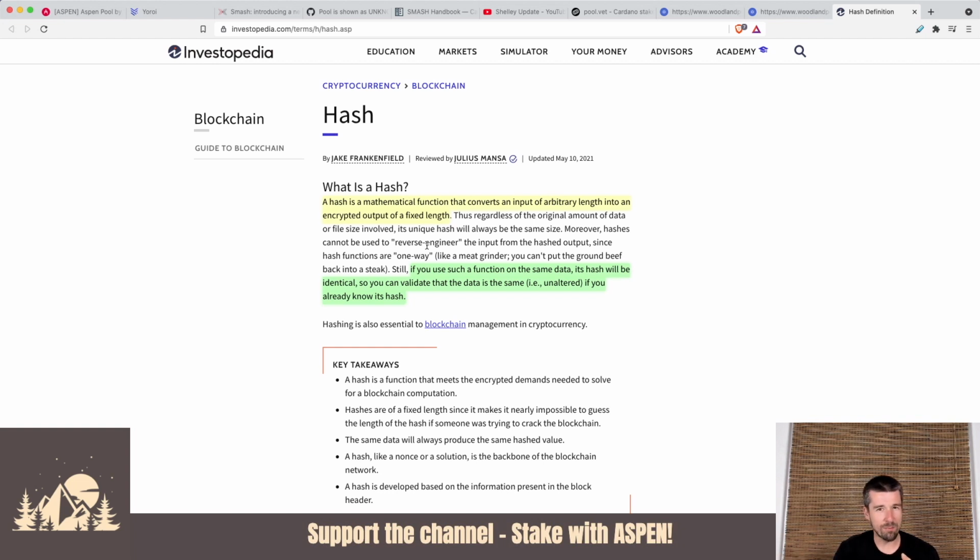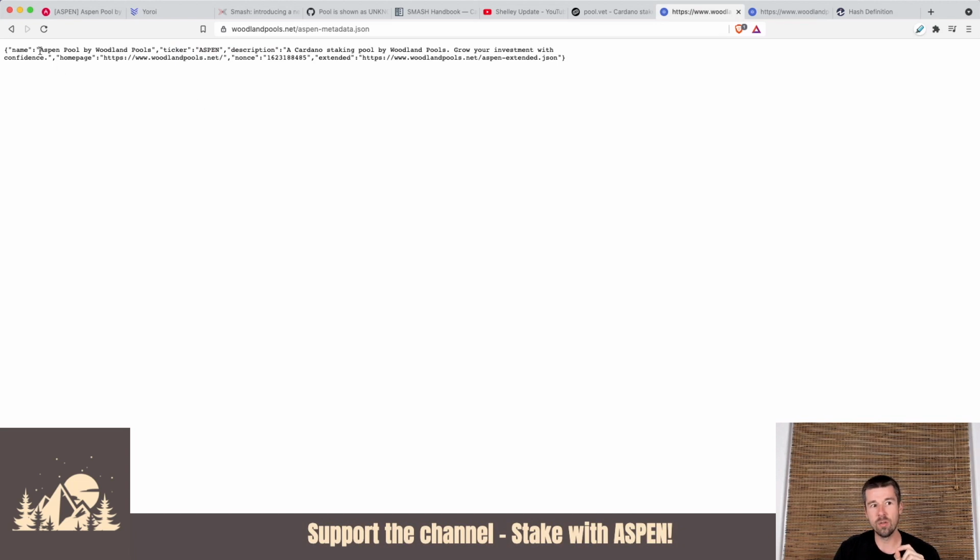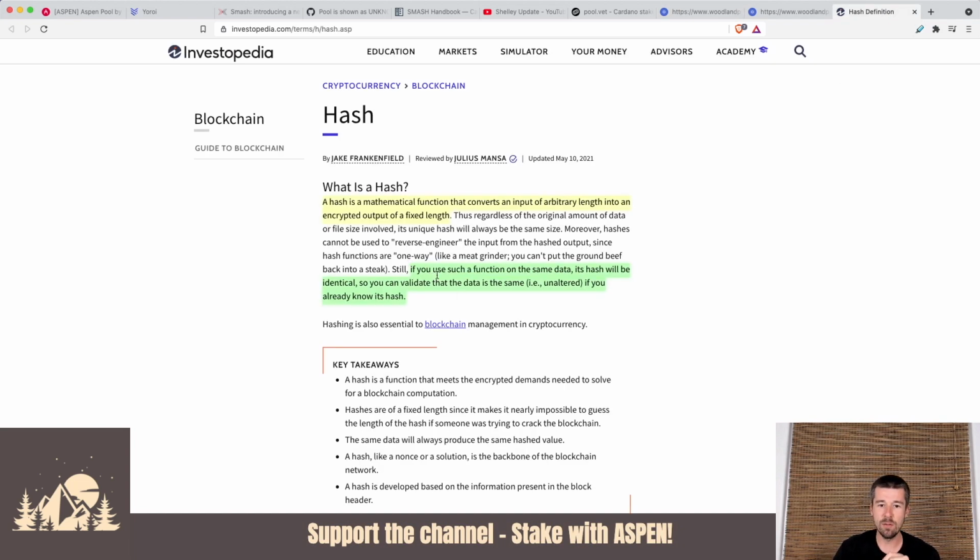So this is where the important feature is: instead of having to go through our file here and make sure letter by letter that every single character that was entered is the same as the characters entered when the pool was registered, you can compare one hash to the other and know if it's changed. Because again, if you take the same set of characters and the same algorithm, it should result in an identical hash every time. So as they say here, if you use such a function on the same data, its hash will be identical. So you can validate the data is the same or unaltered if you already know its hash ahead of time.